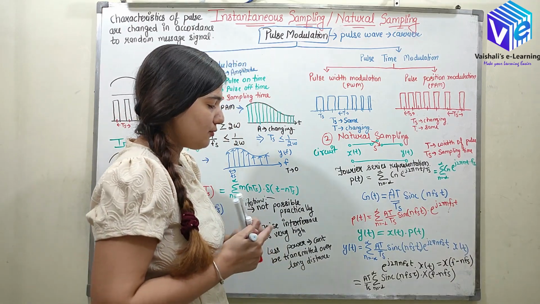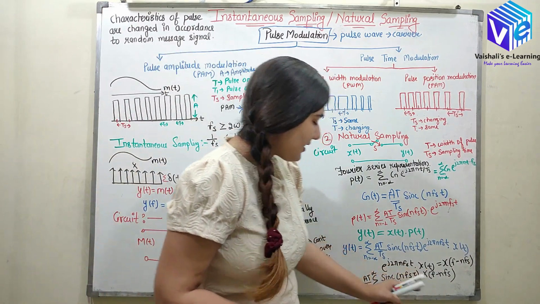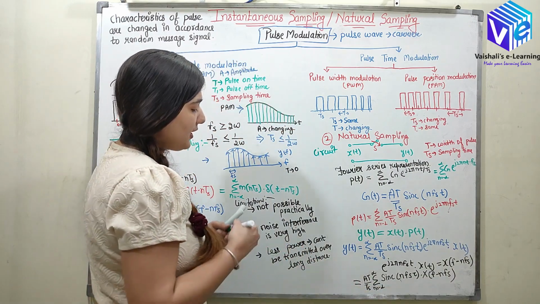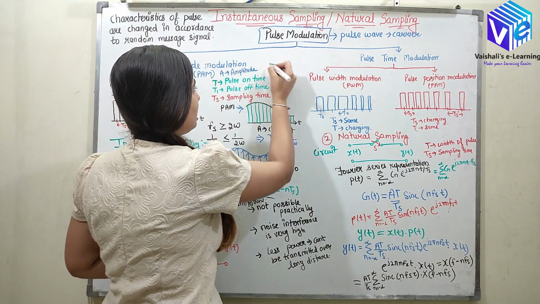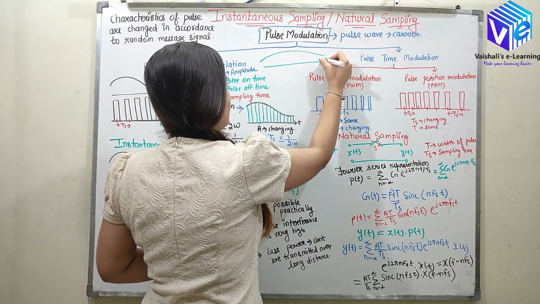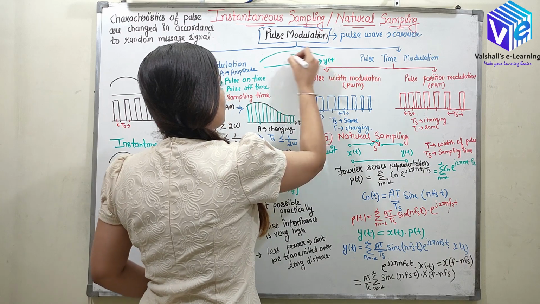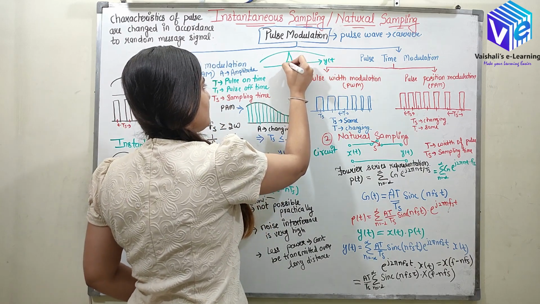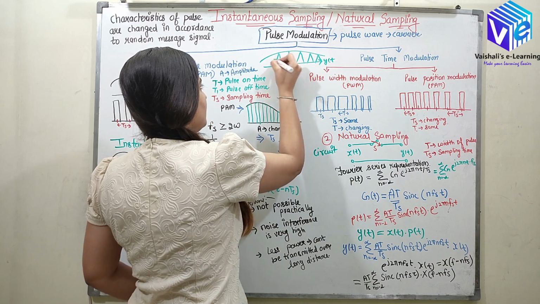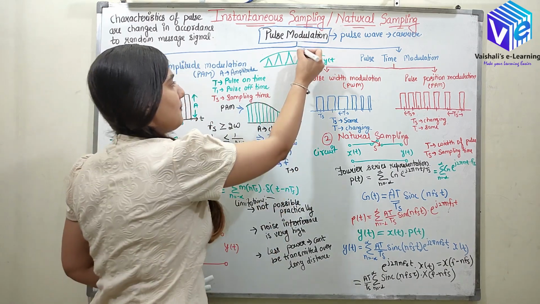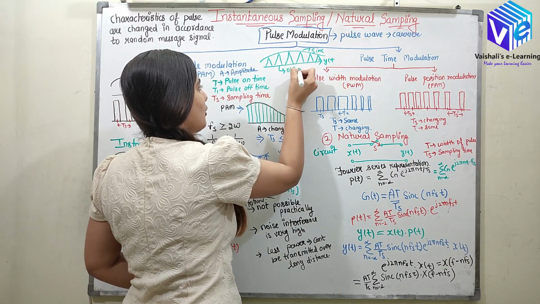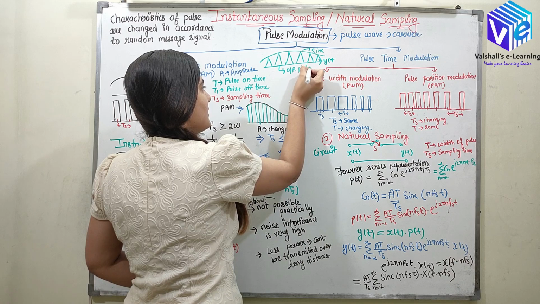Now from here you can see x(t) is graded with the help of the sinc function. So what kind of output will I be getting? Here I'll be drawing it. So the output y(t) would be graded with the help of the sinc function. Here I'll be having different samples, but these are graded with the help of the sinc function. So this is the output of natural sampling.